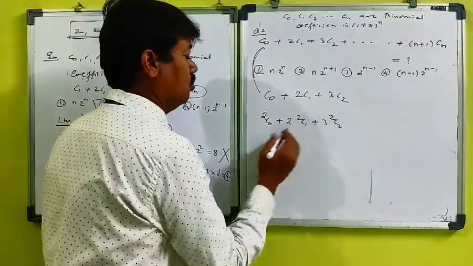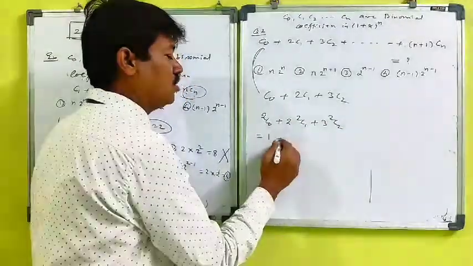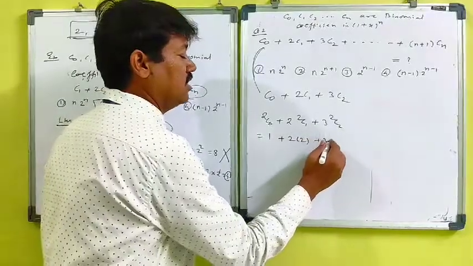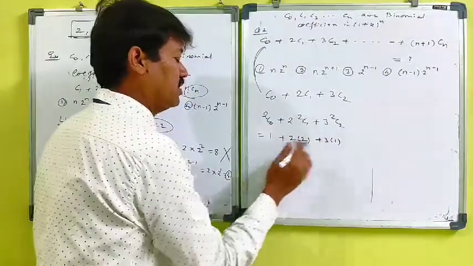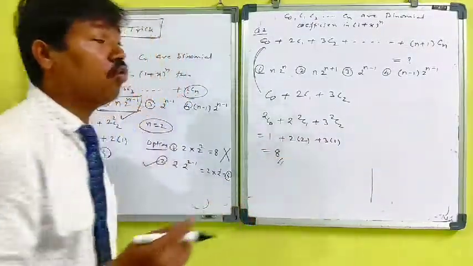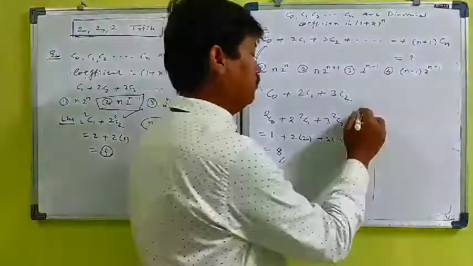3 into 2C2. So what is the value? 2C0 is 1, 2 into 2, and this is 1. So that is 1 plus 4 plus 3. So it is 8. Now go back to the options. So what are the options here?